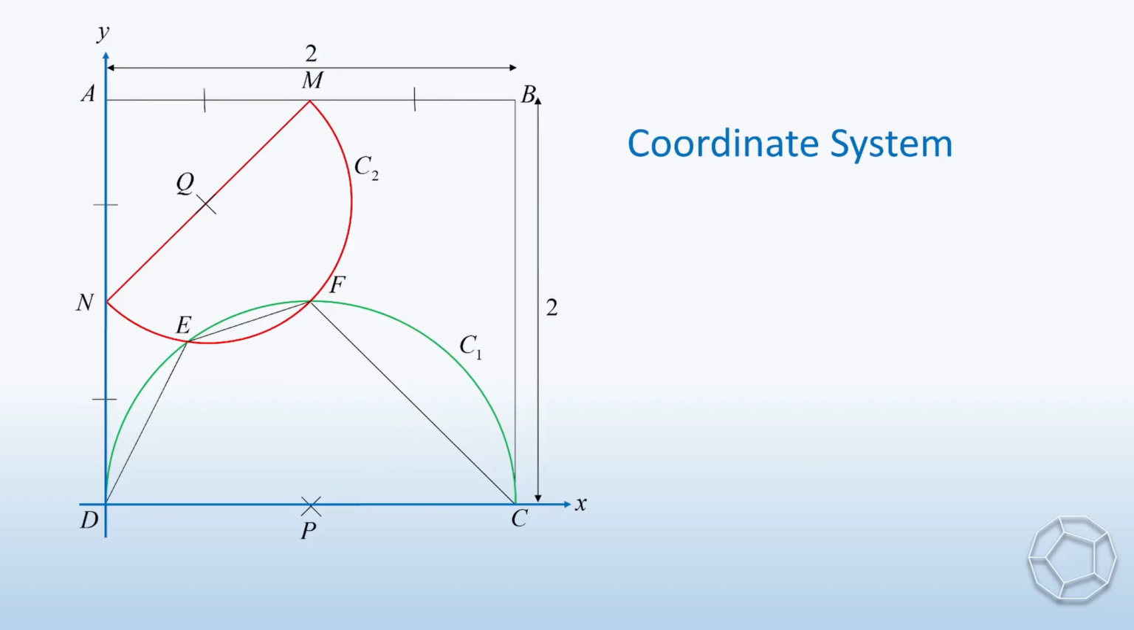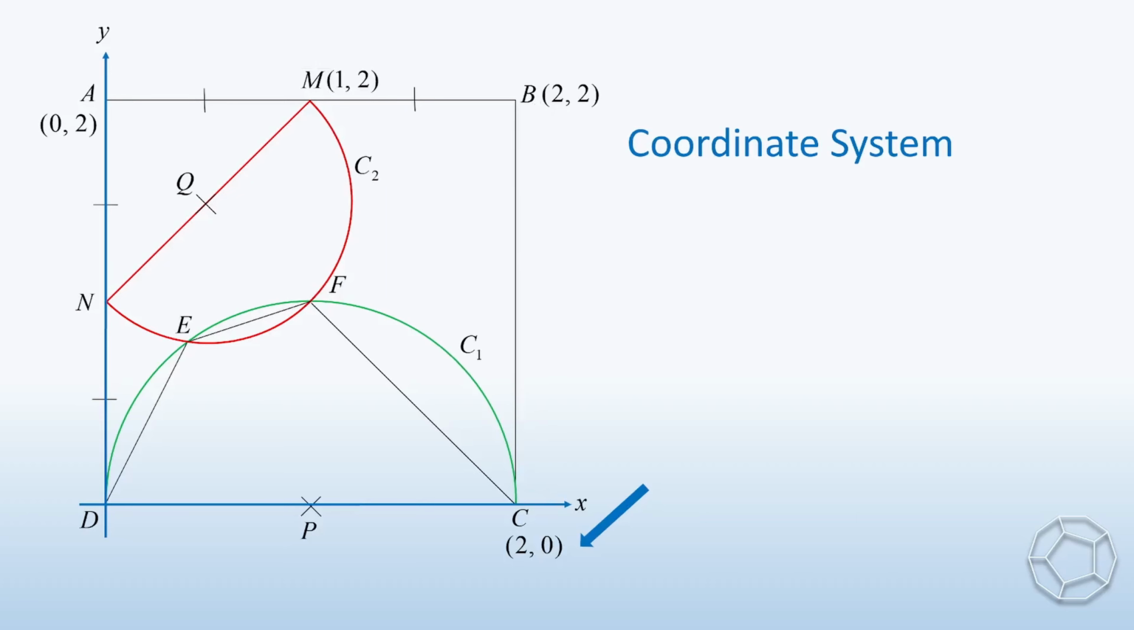Because the side length of the square is 2, let point A be (0, 2), point B be (2, 2), and point C be (2, 0). Moreover, because M is the midpoint of AB, its coordinates are (1, 2). Likewise, the point N is (0, 1). Then we can move on to the two semicircles.